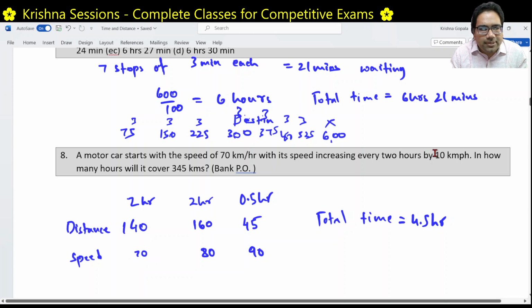Next 2 hours, the speed will increase to 80, right? This 80. Next 2 hours, how much will it cover? 80 into 2, which is 160. So 140 plus 160, how much will be left? 45 is left, right? Total distance is 345.